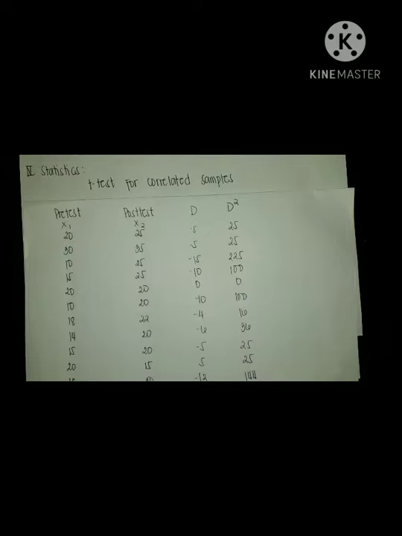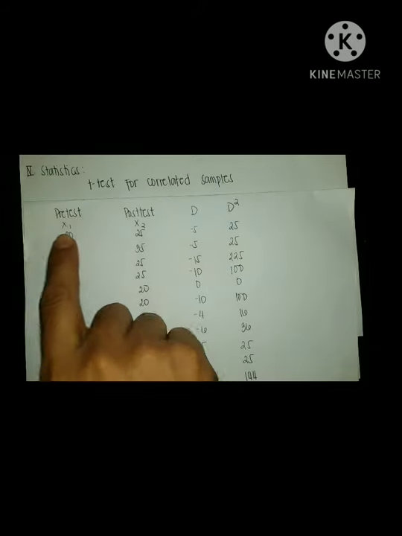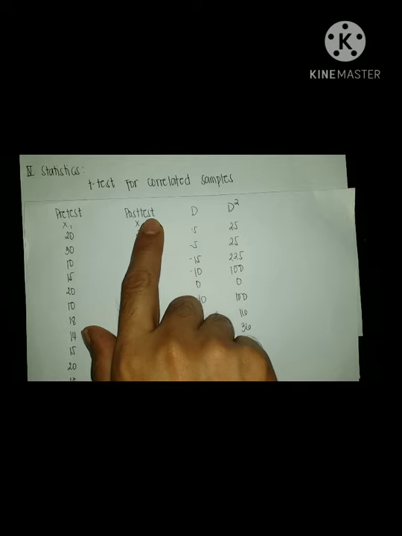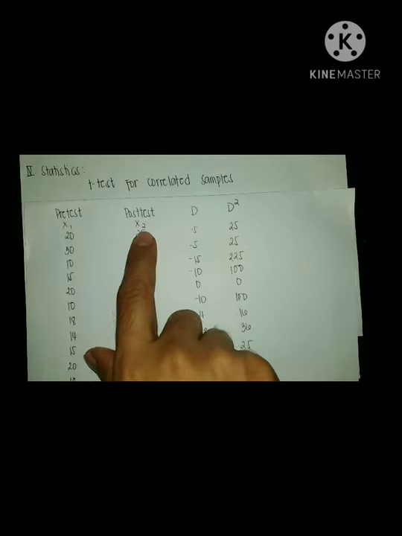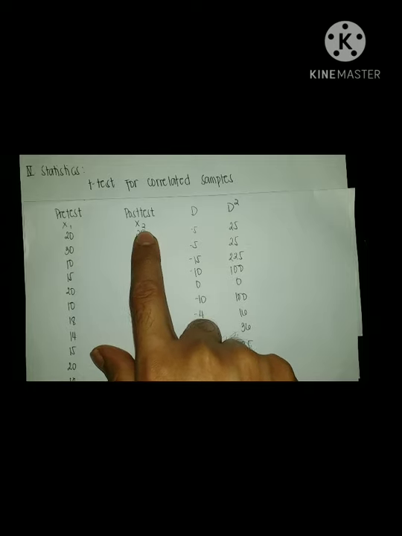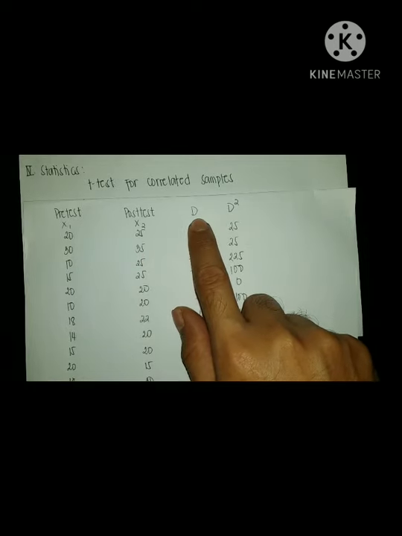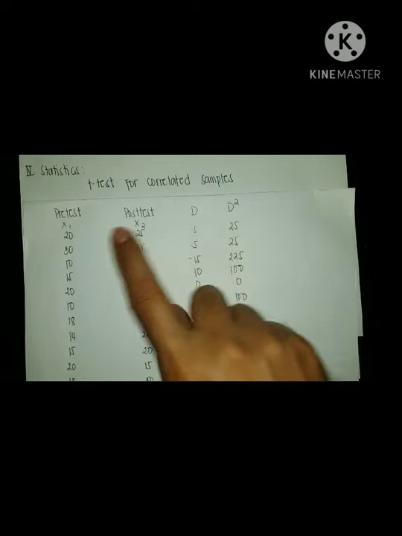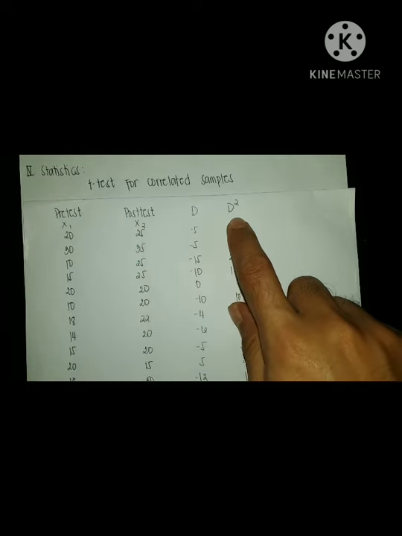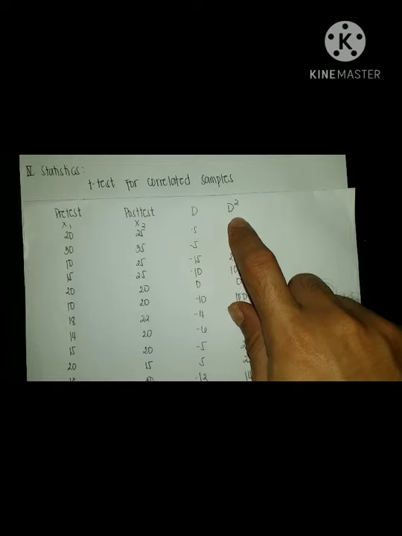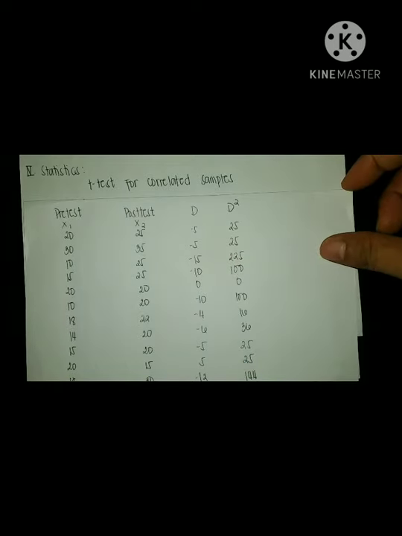So we have here the data from a while back. We have the pre-test and the post-test. The pre-test will be our x sub 1 and our post-test will be x sub 2. We have here d, which is the difference between the pre-test and the post-test, and d squared, which is the square of the difference.